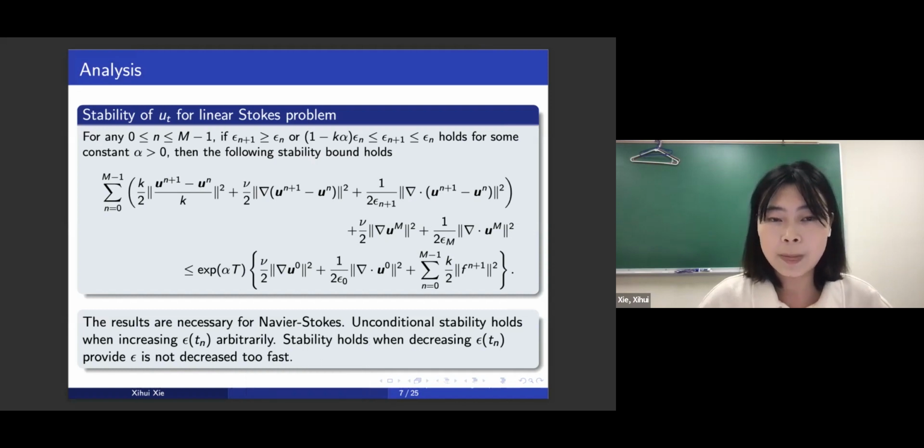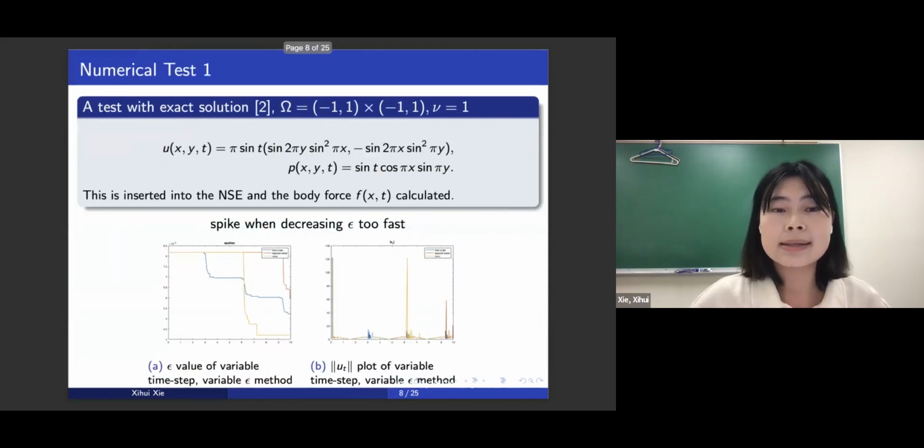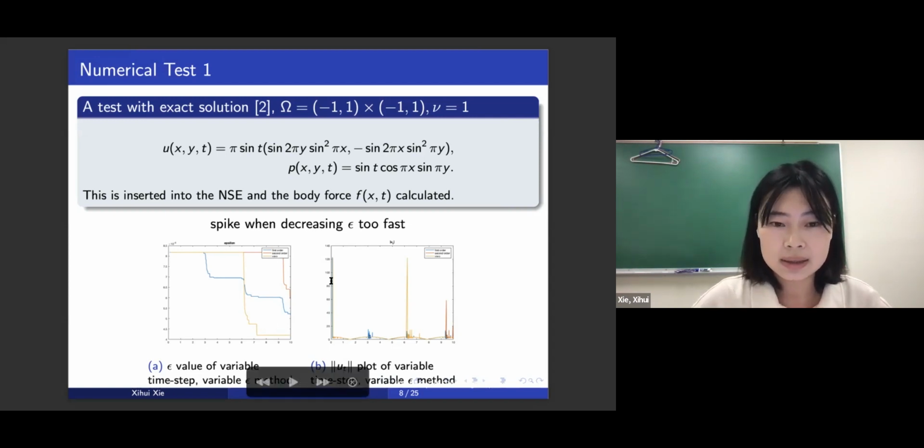And next, this is a test confirming that the epsilon condition from the stability is very necessary. This is a numerical test with exact solution for the Navier-Stokes equation. Here we have two plots. The left-hand side is the epsilon value, and the right-hand side is the norm of U_t.